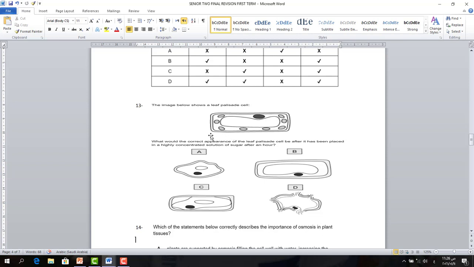But this cell is a plant cell, which has a cell wall on the outside. So C is the correct answer, because the cell wall can't change its structure or its volume, but the protoplasm, which contains water, will shrink and change its size by decreasing.